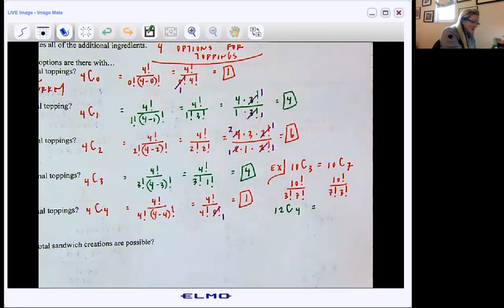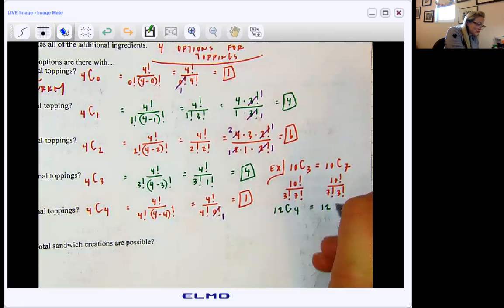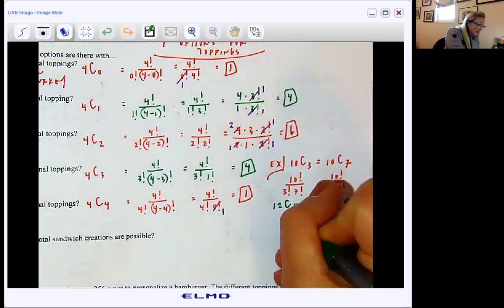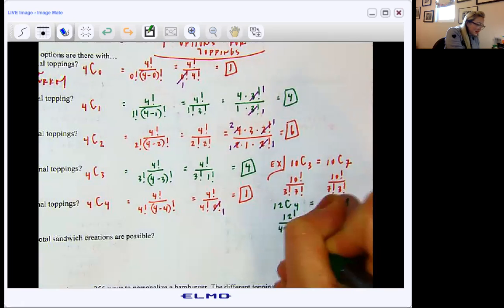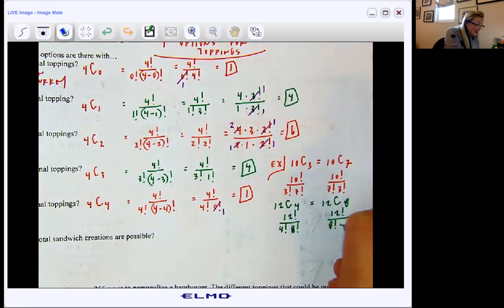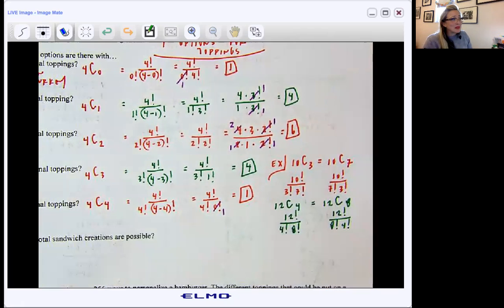Okay, it should be the same as 12 choose 8, right? If I was doing that calculation, I would have 12 factorial over 4 factorial times 8 factorial. And over here would be 12 factorial over 8 factorial times 4 factorial, right? So the same numbers on the bottom, they're just flip-flopped. But if I multiply 2 times 4 or 4 times 2, that doesn't matter. It's still 8 either way. Right, so it doesn't matter the order we put them, it's the same product in the bottom. So I wanted you to see that relationship as well.